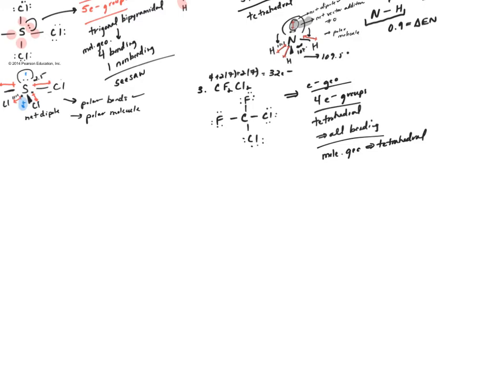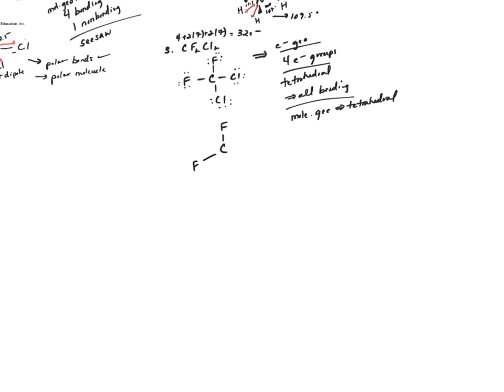Okay, so if this is a perfect tetrahedron, then we'll say chlorine or fluorine up here. We'll have this fluorine lie in the same plane. So anytime I draw a solid bond or a solid line, that means those bonds are in the same plane of the board. And then we'll have one of these guys coming out, and then one of them going in.